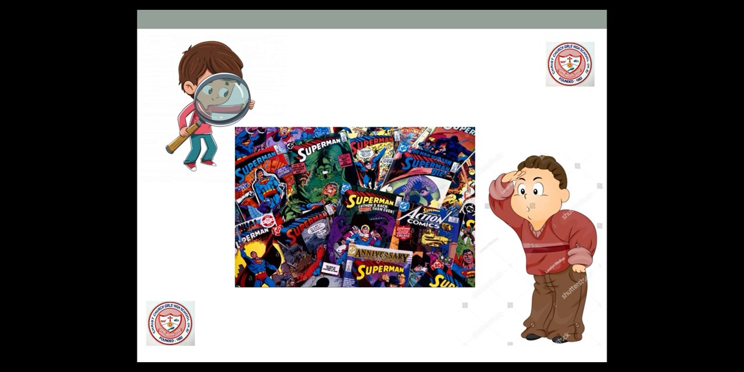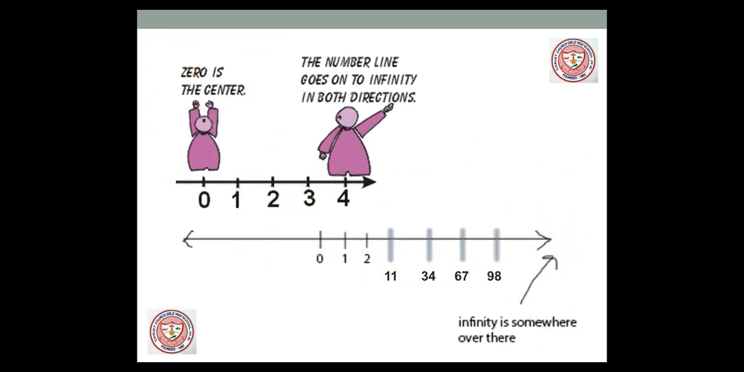Let us recollect the number line. Whole numbers on a number line increase from left to right. It starts from 0 and increases all the way to infinity. So, when we compare any two numbers, the number on the right will always be greater than the number on the left.